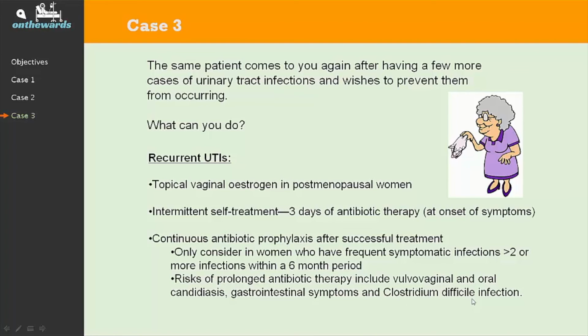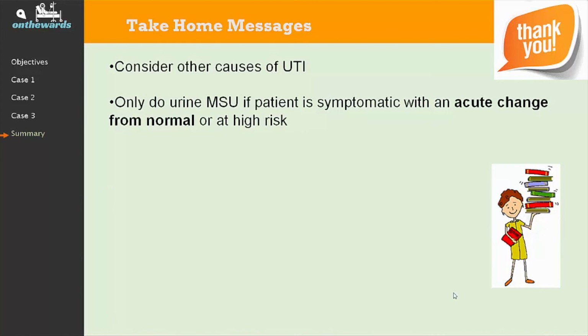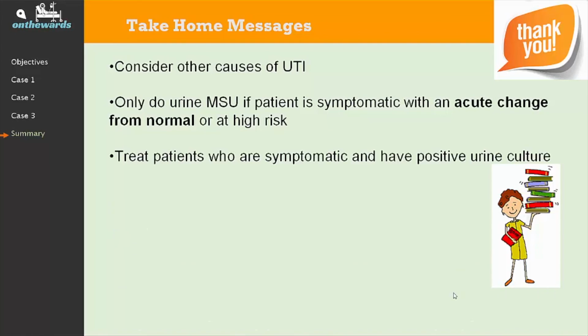Okay, so that ends my talk. I just wanted to share with you some take-home messages now. So firstly, always consider other common causes or mimickers of urinary tract infection before you jump into treating someone. Only do a urine MSU if the patient is symptomatic with any symptoms of an acute change from normal, or if they're high risk of getting a urinary tract infection. Only treat patients who are symptomatic and have a positive urine culture, apart from those who are high risk.